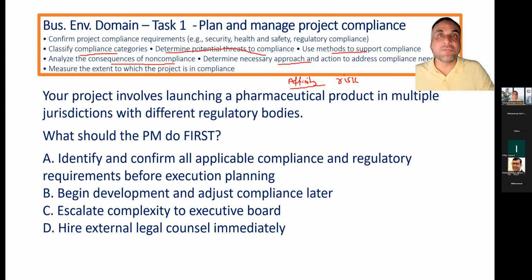We need to ensure that there will be no deviation from the compliance. Compliance risk may be low in priority, meaning low probability, but it will be a very high impact risk, so we cannot ignore it. Measure the extent to which the project is in compliance. Keep performing your QA all the time. So quality assurance is involved when we are talking a lot about compliance. Based upon this information, let's start solving the questions.